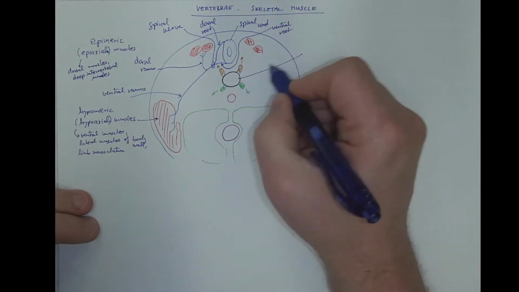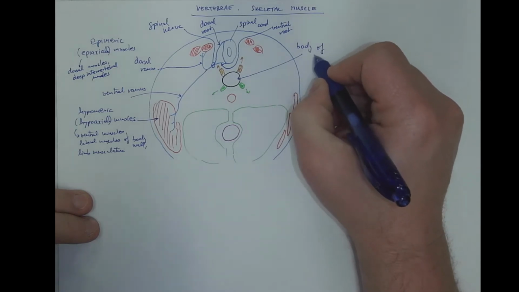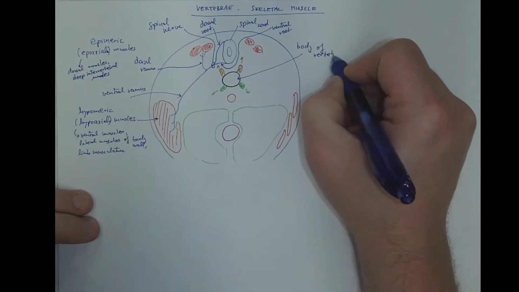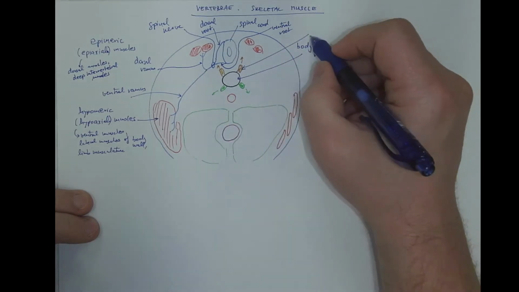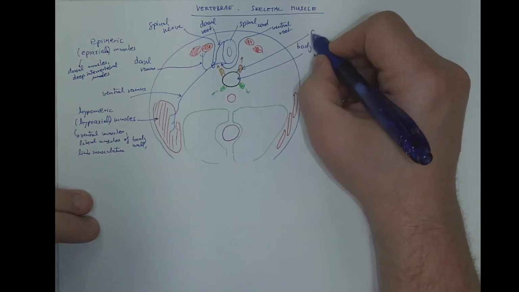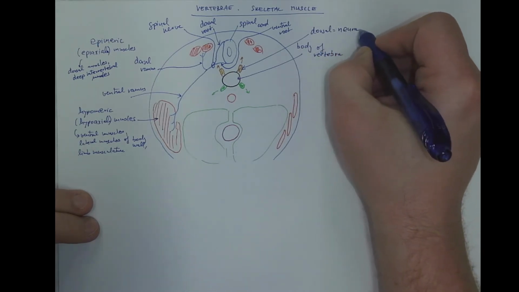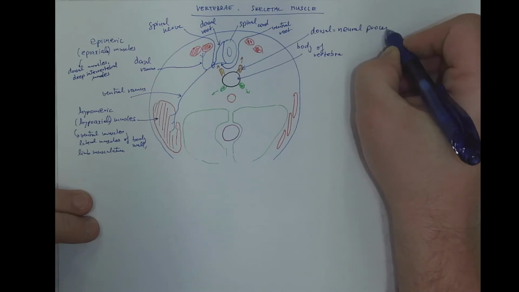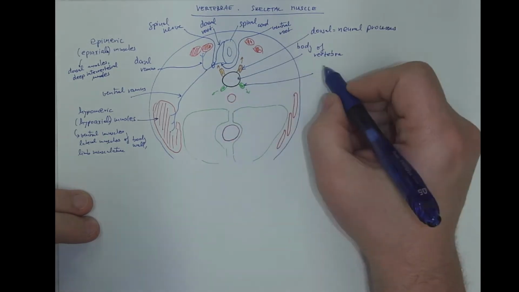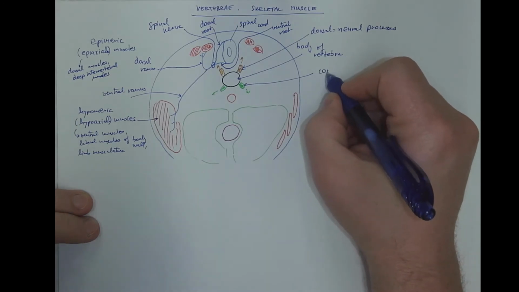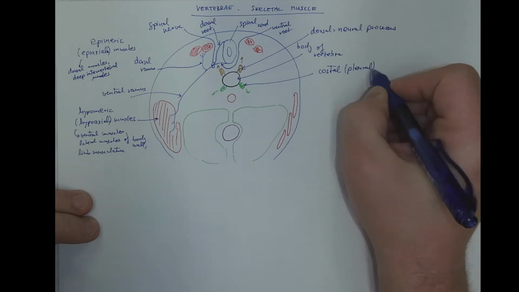Here is the body of the vertebra. And these processes that grow dorsally are called dorsal or neural processes, left and right. And we have another called costal or pleural processes.